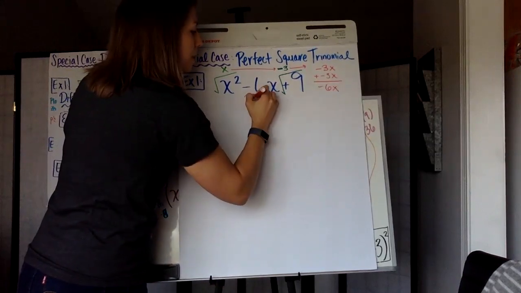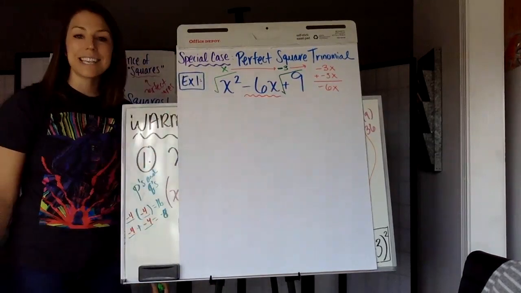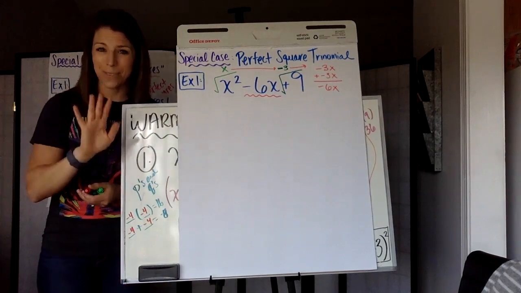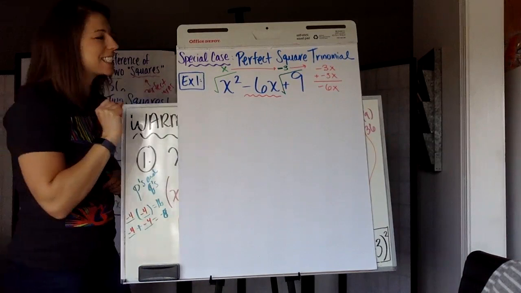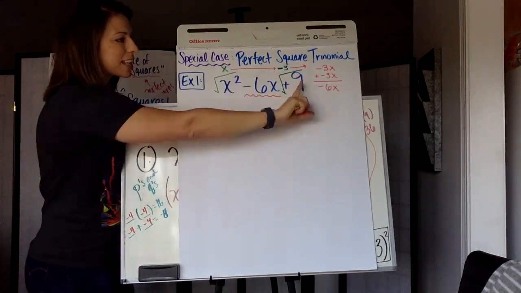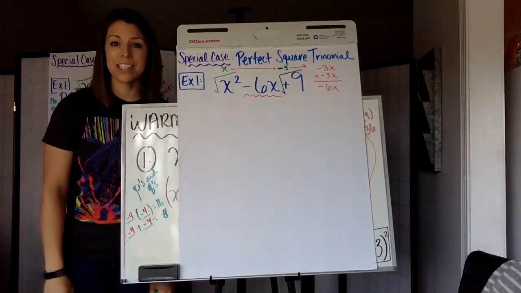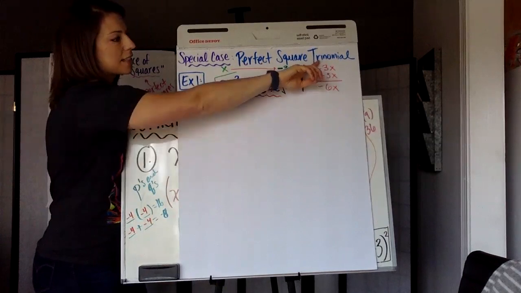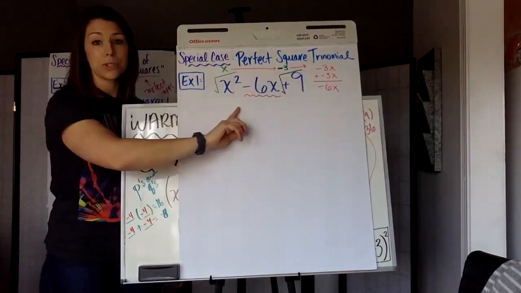-6x. Is that the middle term? Yes, it is. Okay, so if that totally confused you, don't worry. We'll go over more examples. So again, step 1, does it have 3 terms? Yes. Are the first term and the last term both perfect squares? Yes. When you multiply the square roots and add them together, do you get the middle term?